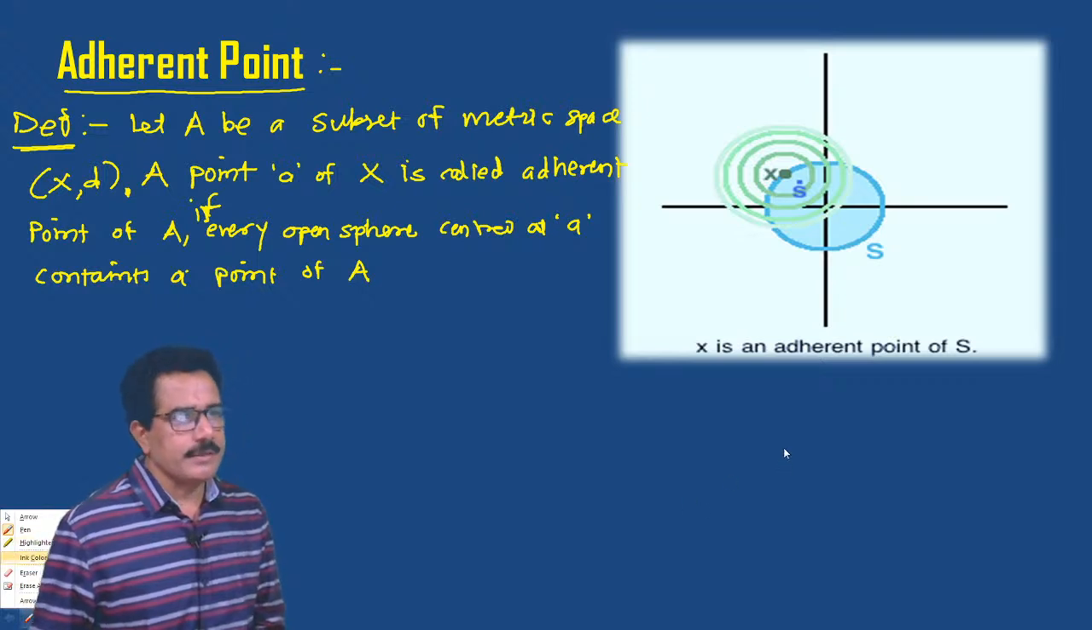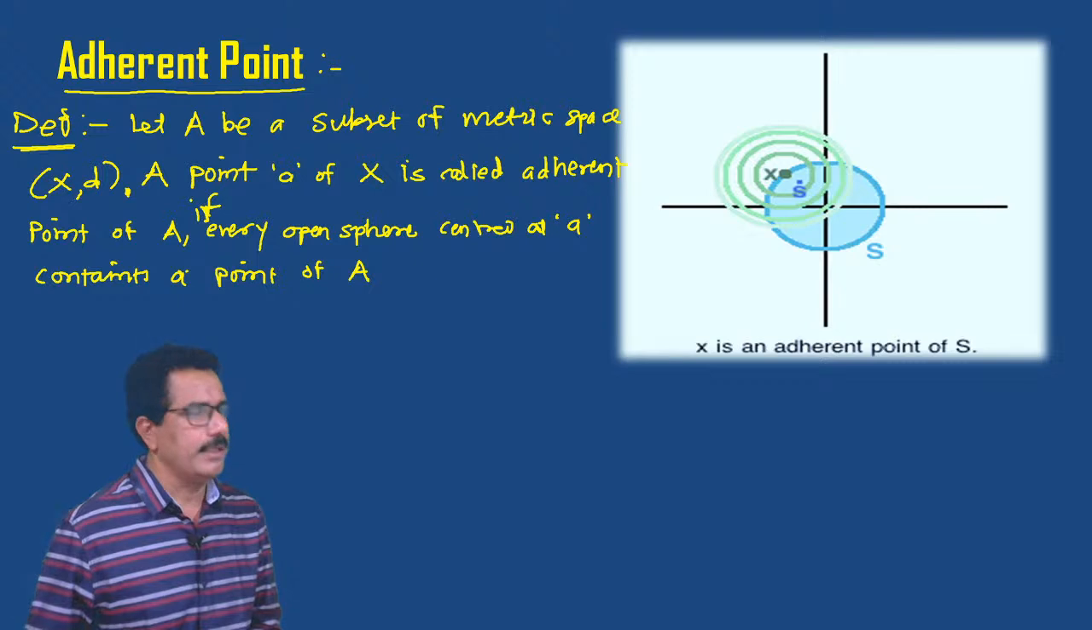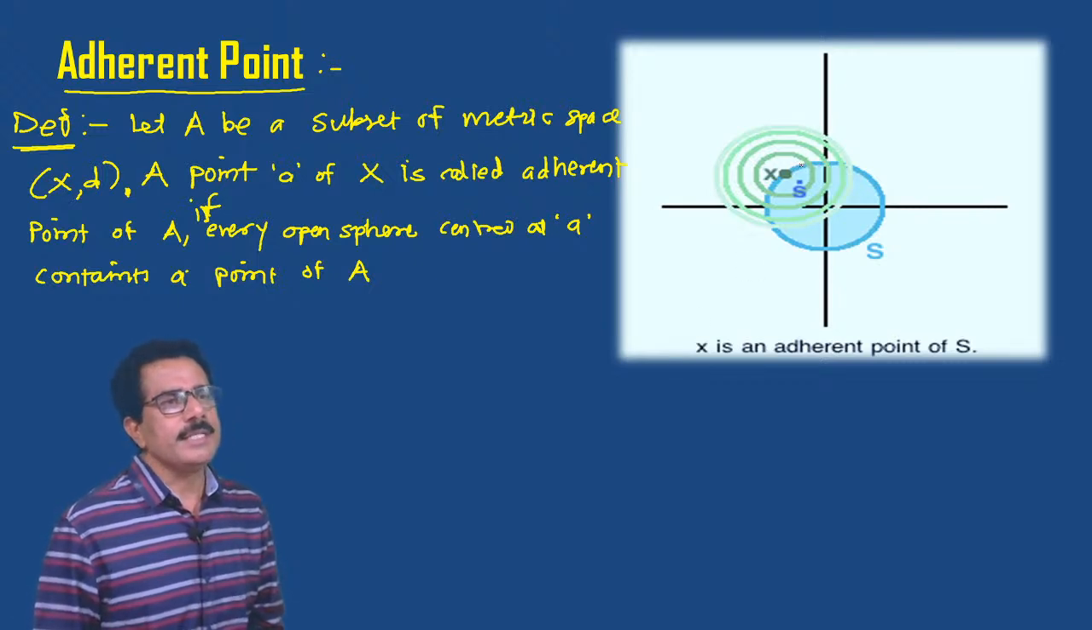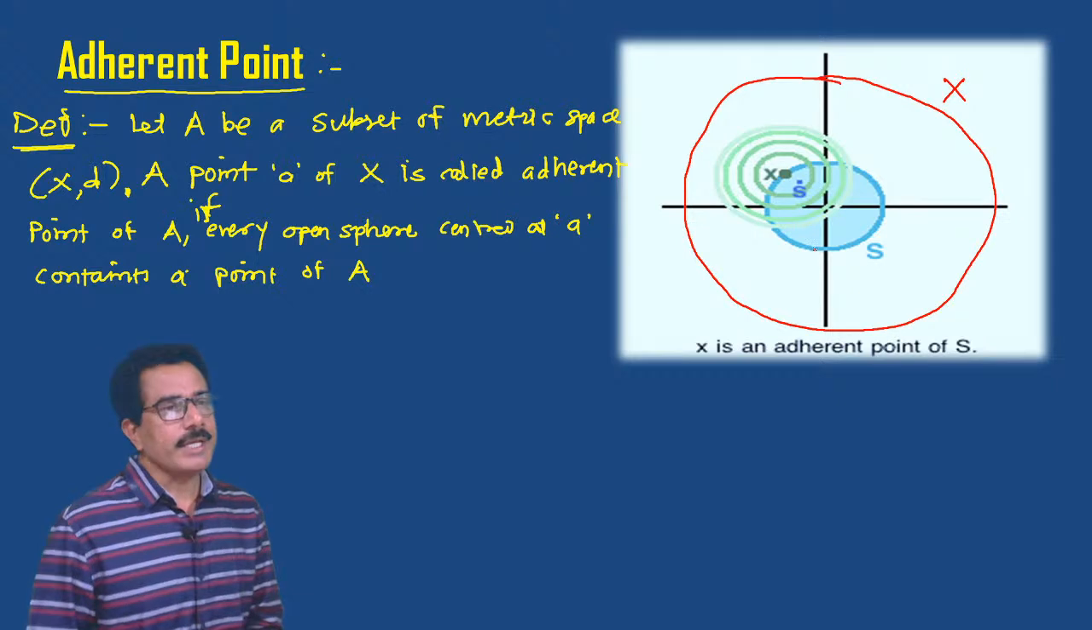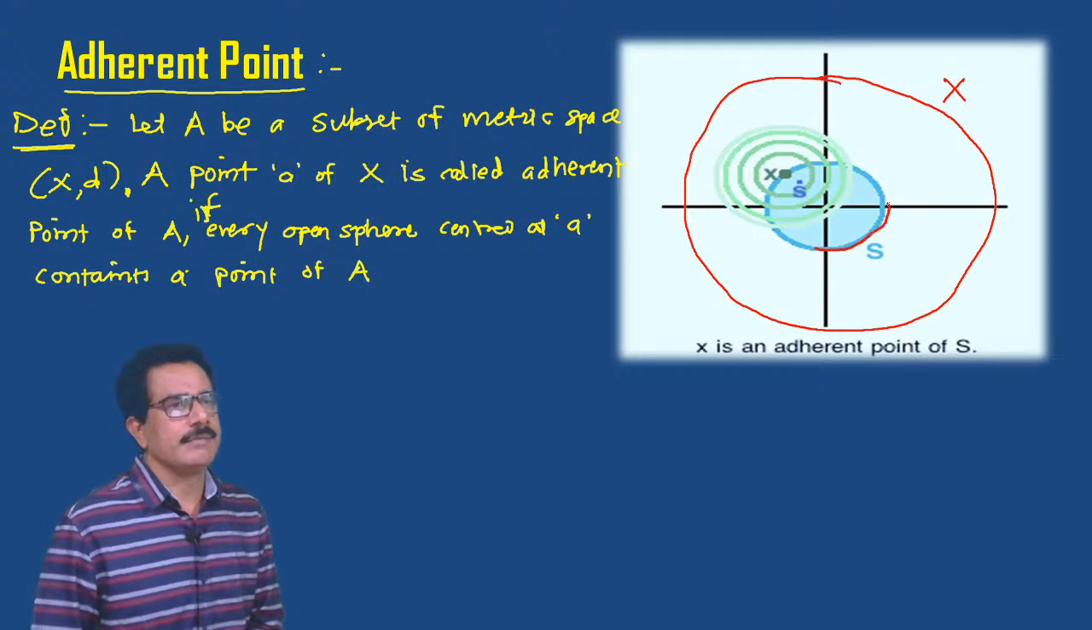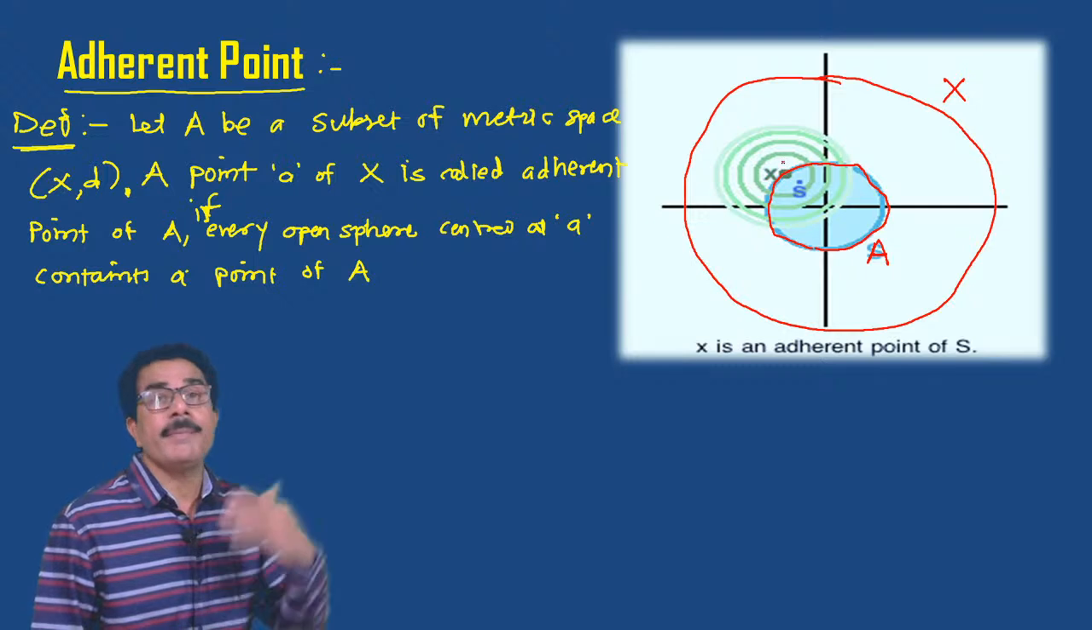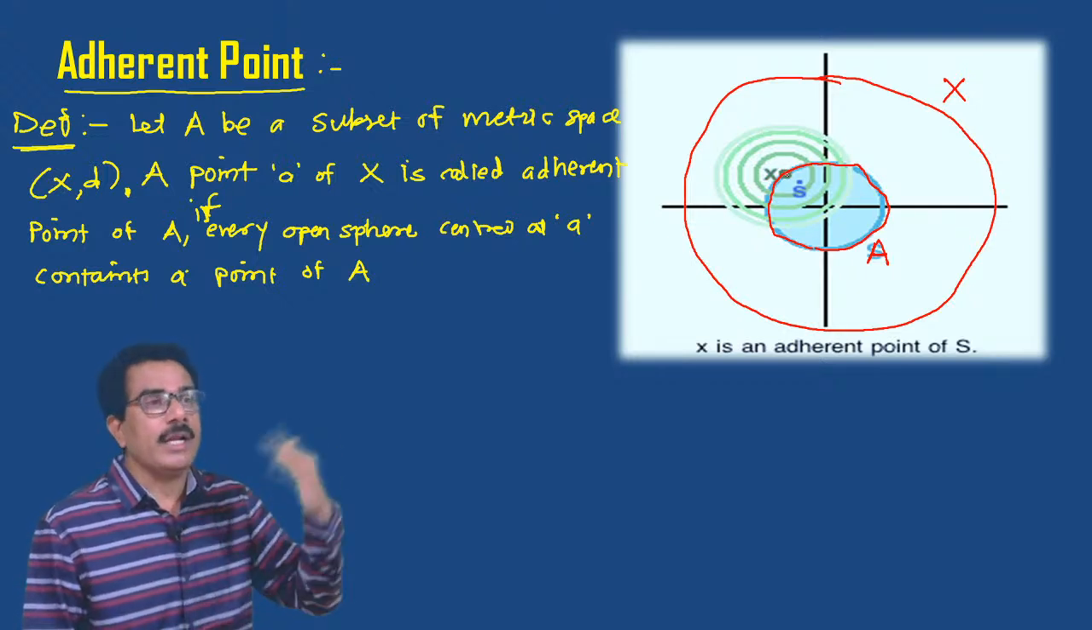Suppose this is a metric space (X, d). We consider this set as capital A. If we consider any point, it may be inside of A or outside of A.